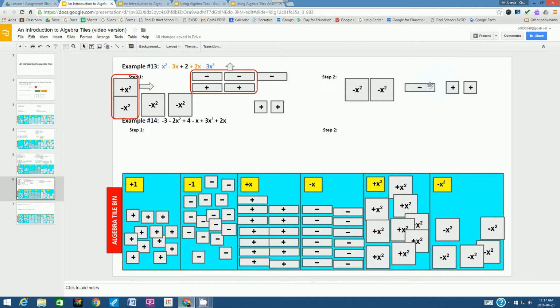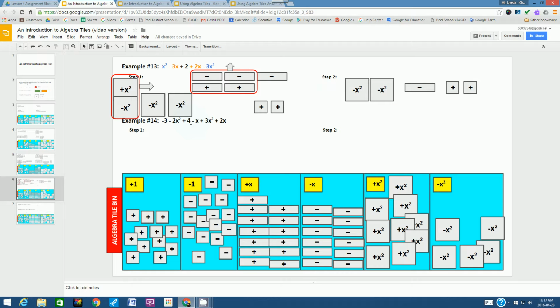This is what happens when we do something called simplifying. Simplifying is if we have a very complex algebraic expression, we take away any zero models which might be present, and the actual algebraic expression is simpler than it was. Remember, we always want to put our x squareds first, then our x's, then our integers at the end.